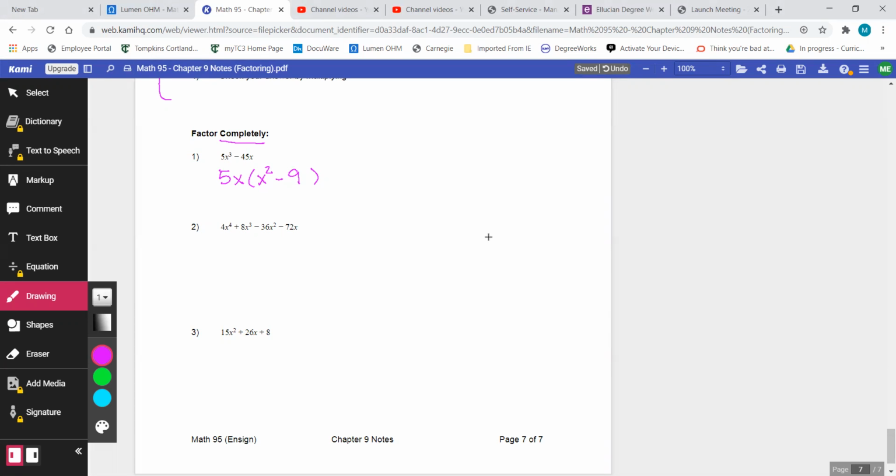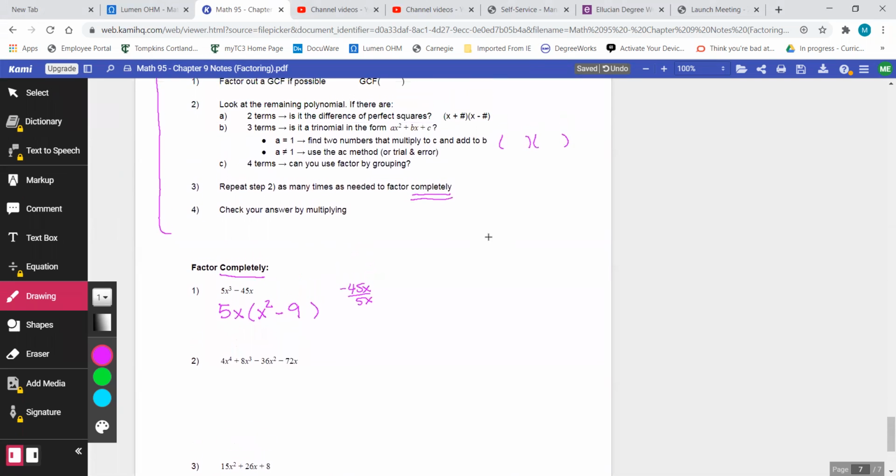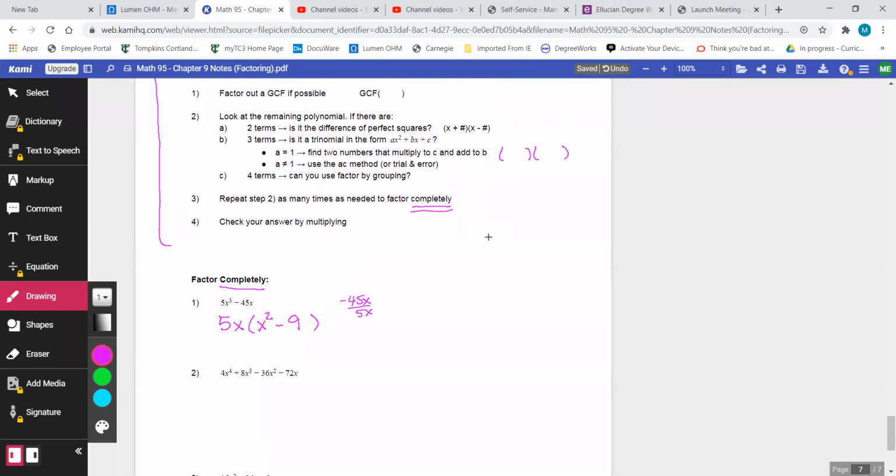Remember, if you want, you can think of it like this: negative 45x divided by 5x, see what you get. Okay, now I look at what I have here. I factored out the GCF. Now I want to look at the remaining polynomial and see if it's in a format where I can factor it. I see that I have two terms here. They are both perfect squares and they're being subtracted. So in this case, I have the difference of perfect squares.